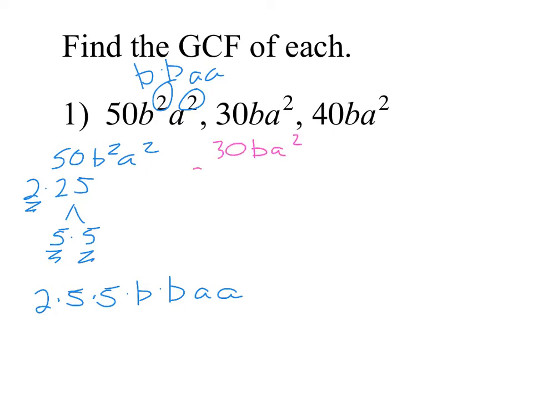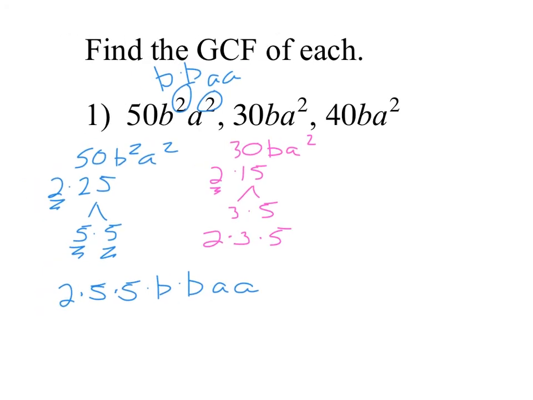Okay, so now I'm going to fully factor the next one, so 30b a squared. I can factor that 30 into 2 times 15. The 2 is prime, so I know that I factored that one as much as I possibly can. And the 15 can be factored into 3 times 5. So the prime factorization for 30 is 2 times 3 times 5. And then the b by itself is simply going to be a b, because there's just one. And then the factored version of a squared is a times a. So the fully factored version of the second one is there.